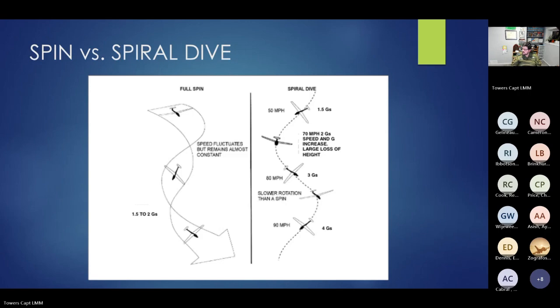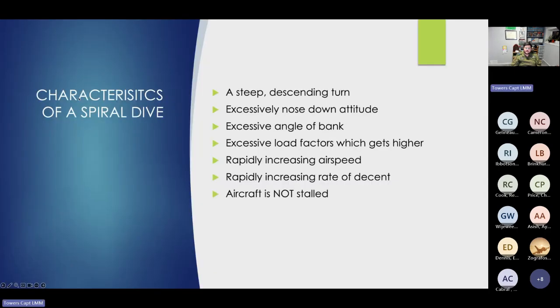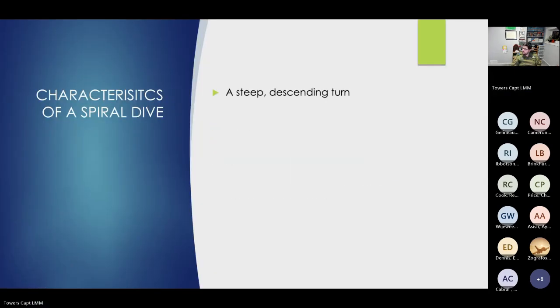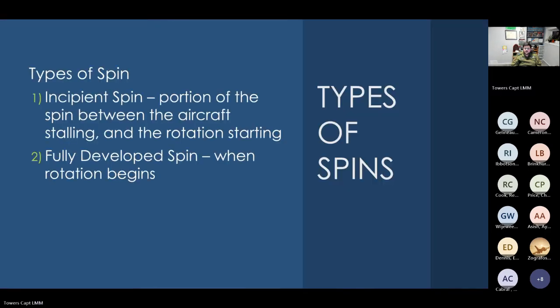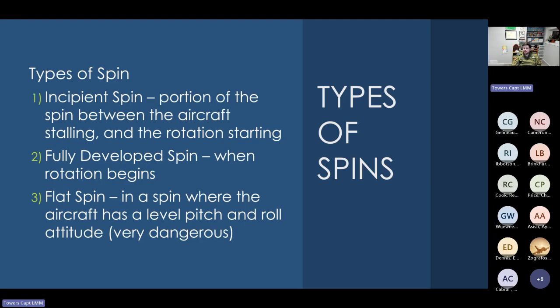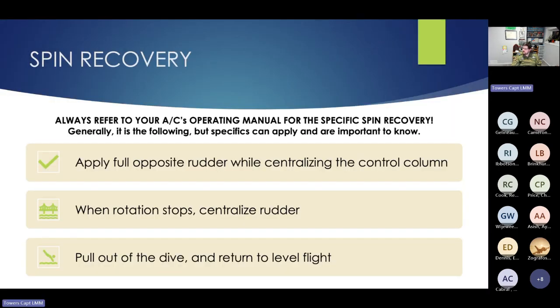Awesome. Okay, so to the spin recovery slide, definitely. Types of spins. Yeah, it's just incipient, fully developed, and flat spin. So the incipient spin is basically your wing is dropped. The fully developed spin is you've started spinning around. Excellent. And then spin recovery.